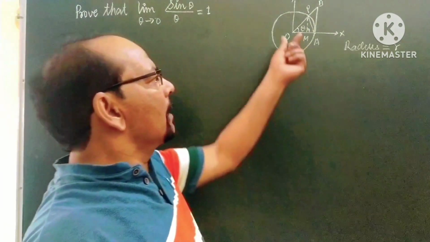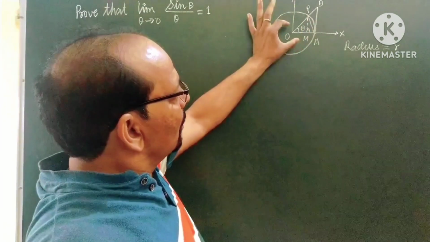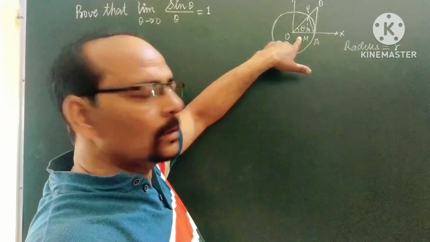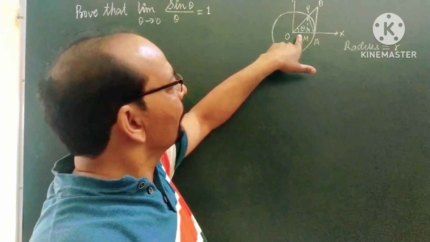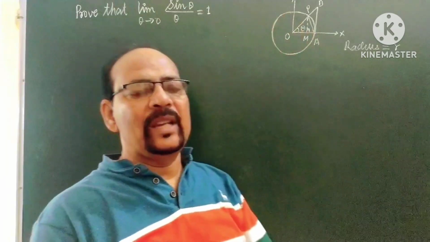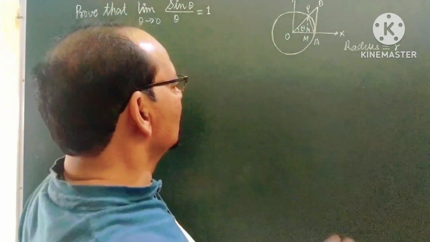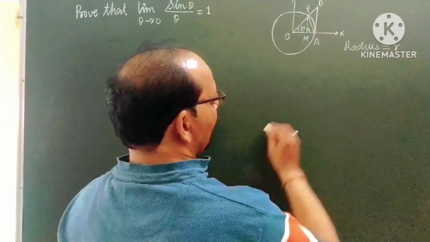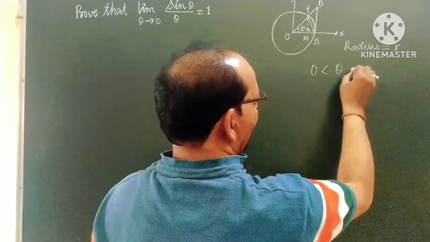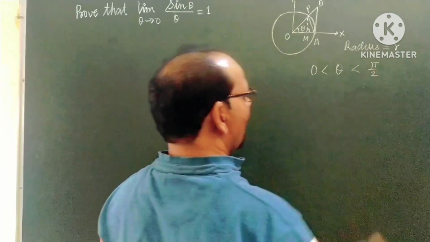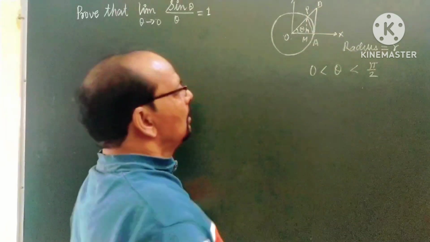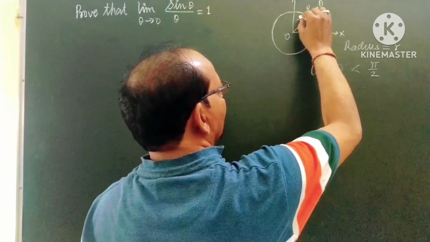In this condition we take theta not less than 0, therefore theta greater than 0, and theta's value is less than pi by 2, means 90 degree. Therefore we take theta's value 0 less than theta less than pi by 2, and OA and OP are the radius, therefore this will be R.